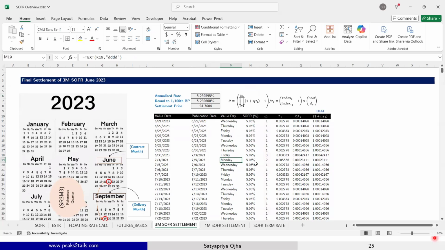For example, this is a peculiar case. See, for this Monday, it was a holiday. So the next day was Wednesday. So the Monday rate, which is 5.06%, carried over for 2 days. Special holiday. So anyway, you just do the same compounding calculation that we did.